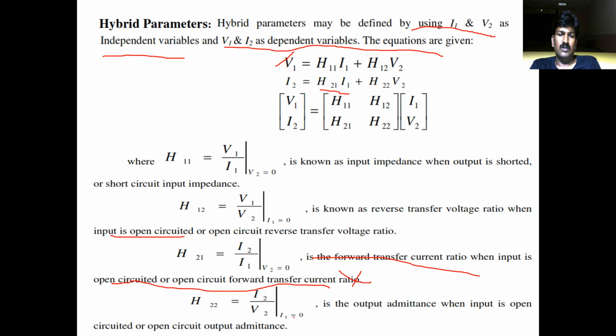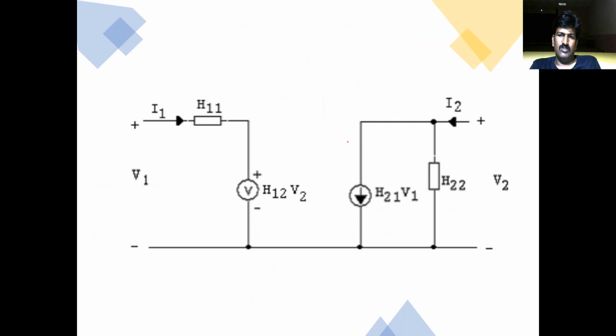Next, H22 is equal to I2 divided by V2 when I1 is equal to 0. I1 is equal to 0 happens when the input circuit is open circuited. That can be called the output admittance. The equivalent circuit you can draw like this: I1, H11, H12 V2, H21 I1, H22 and I2. This one is a voltage source. This one is a current source.